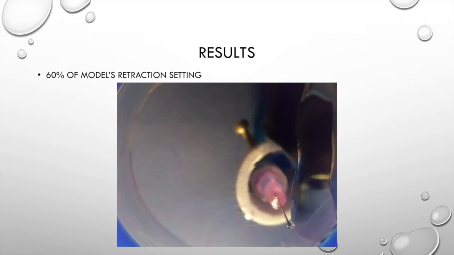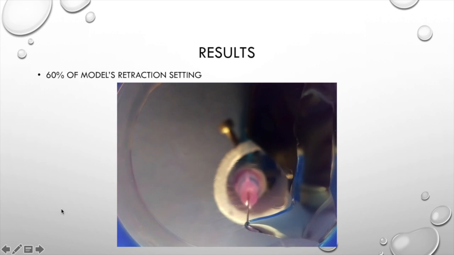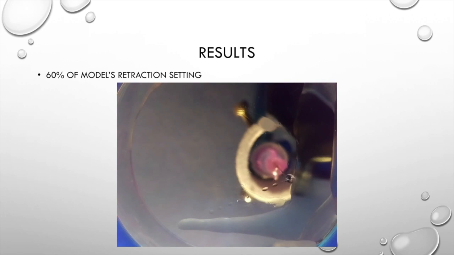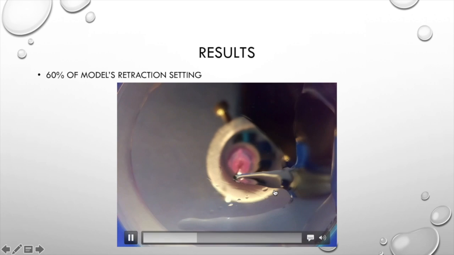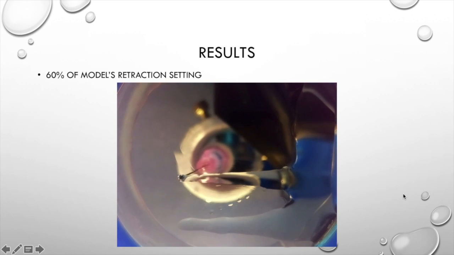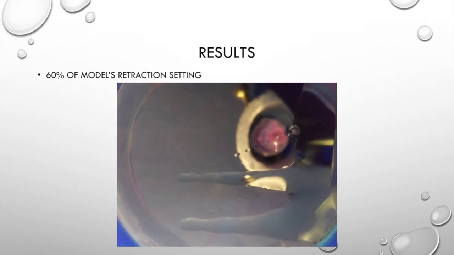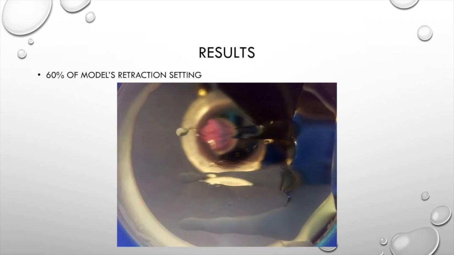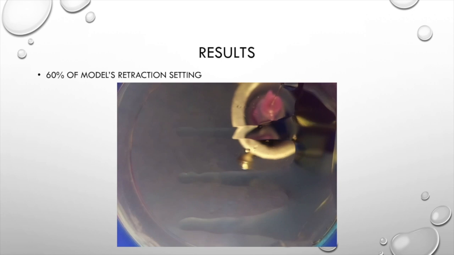Okay, let's see what happens when we print with 60% of the retraction rating of our model. Okay, we're going to see some diagonal drips right there, right along there. And so that indicates that the actual retraction setting that our model predicted is enough, but it's not excessive.